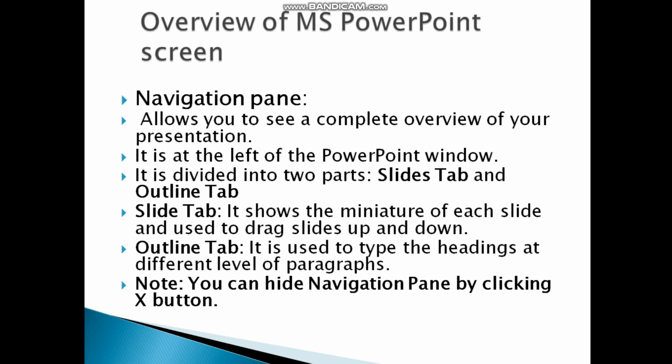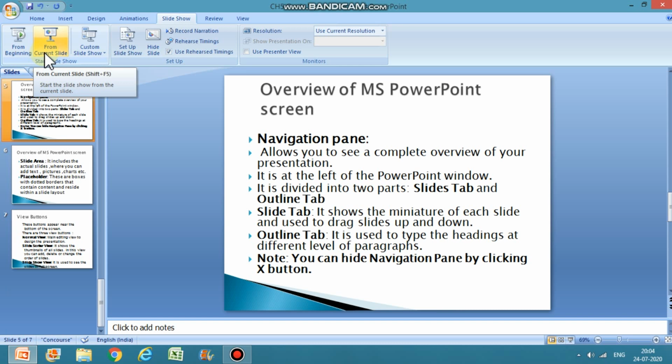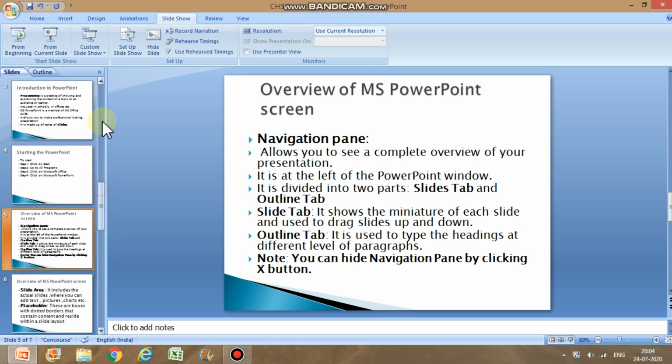I'm on full screen mode right now, so I'm going back to my presentation. I'll show you where the navigation pane is. This is the left side and this is the navigation pane. This area is the navigation pane, right, on the left side. Now it is divided into two parts: slides and outline tab. This is the slides tab. Which tab is open now? The slides tab. Now what does the slides tab contain?